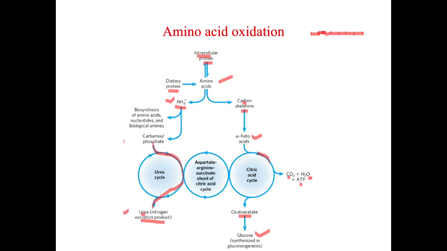The whole lecture we will be discussing this thing only. For example, somebody is eating meat, a protein diet or eggs, a high protein diet, and how this intracellular protein is going to break down into the ammonia component and carbon component, how this ammonia is going to go into the urea cycle, how urea is being produced, that we are going to see here. The carbon skeleton we will be discussing a bit, about how the alpha keto acid enters into the TCA cycle, and we will be discussing the aspartate-argininosuccinate shunt of the citric acid cycle. So this is the flow of today's lecture.